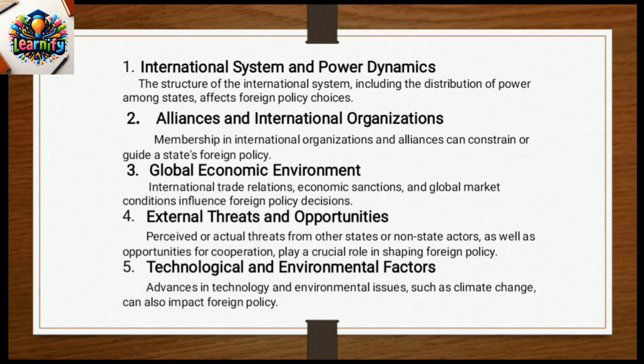International system and power dynamics. These are our external factors. First one, international system and power dynamics. The structure of the international system, including the distribution of power among states, affects foreign policy choices. Second, alliances and international organizations can constrain or guide a state's foreign policy. Global economic environment: international trade relations, economic sanctions, and global market conditions influence foreign policy decisions.